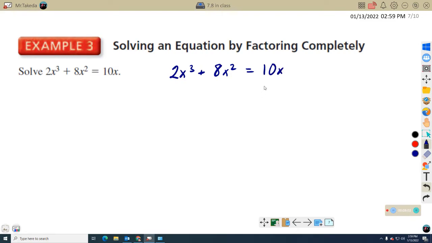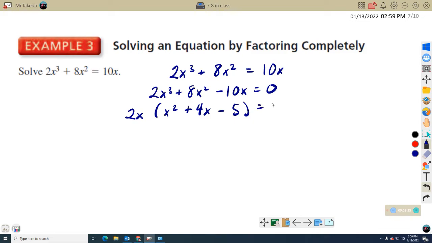So again, we have to set one side equal to 0. So I'm going to subtract 10x from both sides. Then I'm going to factor out a common factor, which would be 2x in this case. So 2x. That's going to leave x squared plus 4x minus 5. And then I'm going to factor, this is simple factorable, x and x. I need a pair of numbers that multiply to equal -5 but add to equal 4. So that would be +5 and -1.